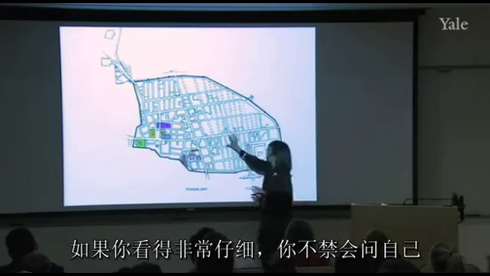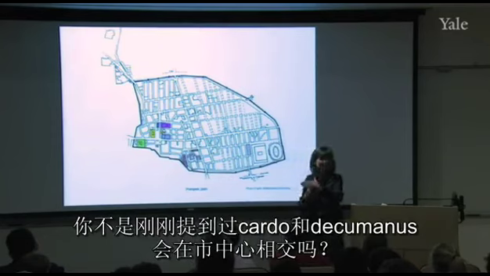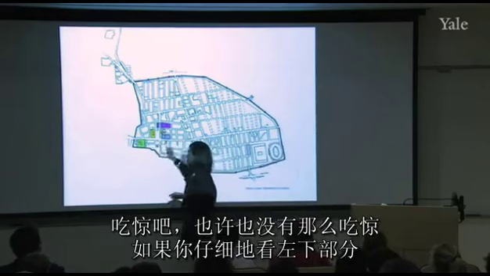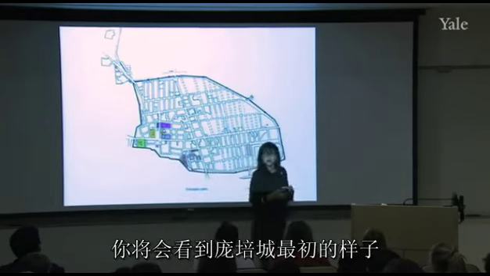But if you look very carefully, you sort of say to yourself, where's the Cardo? Where's the Decumanus? You just told us the Cardo and the Decumanus intersect in the center. Why aren't they intersecting in the center? Well, surprise, surprise, maybe not such a surprise. If you look over here at the bottom left, you will actually see the original city of Pompeii.